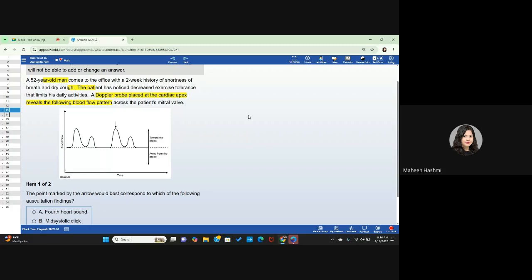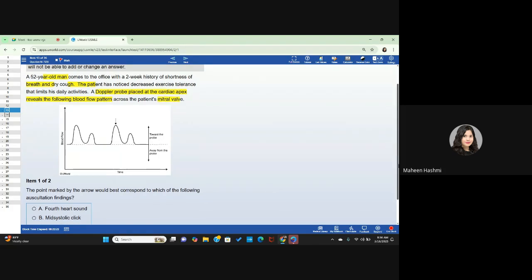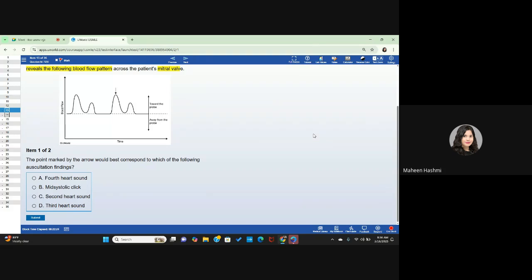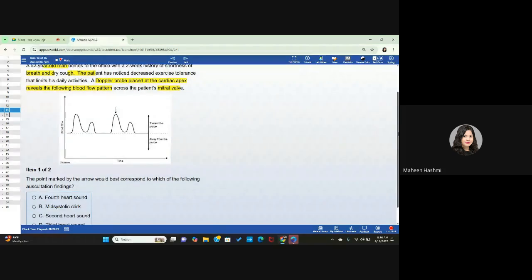So a Doppler probe, ventricular filling, something like that, when they're placing it at the cardiac apex, and the blood flow towards the probe is increasing. So what's happening right here? What does it correspond to on the auscultation findings? These are shortness of breath, SOB, which means it can be mitral in origin, right? And it said it's the patient's mitral valve. So what are they talking about? Is it mitral stenosis or mitral regurgitation they're referring to?